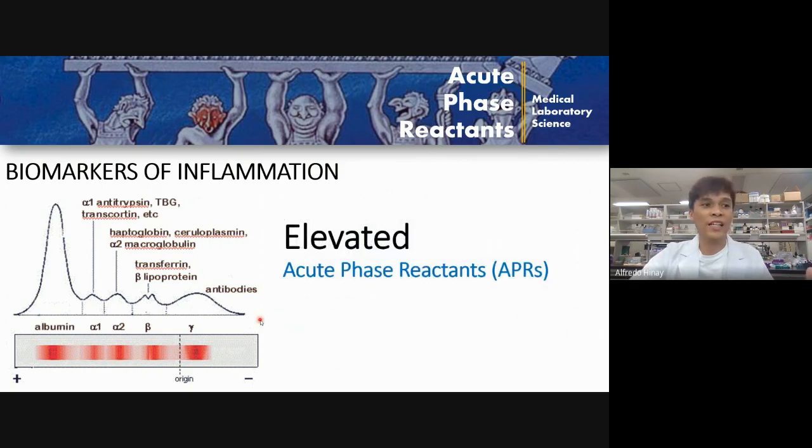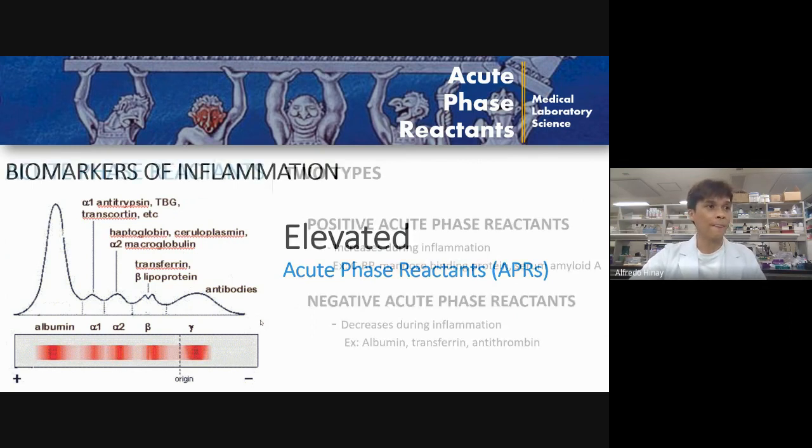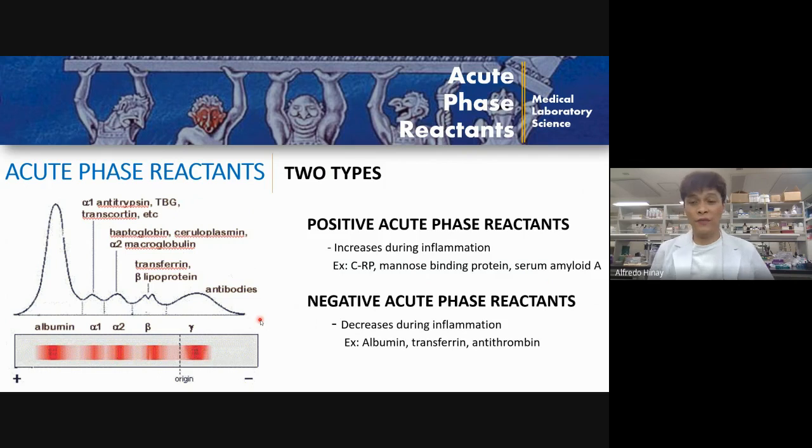And then elevated acute phase reactants, for example, as mentioned, you have your alpha-1 antitrypsin, your haptoglobin, etc. Those are your acute phase reactants. So we have two types of acute phase reactants. You have your positive acute phase reactants. Positive acute phase means these are the acute phase reactants, or APRs, that will increase during inflammation. Examples are C-reactive protein (CRP), MBP or mannose binding protein, and serum amyloid A.